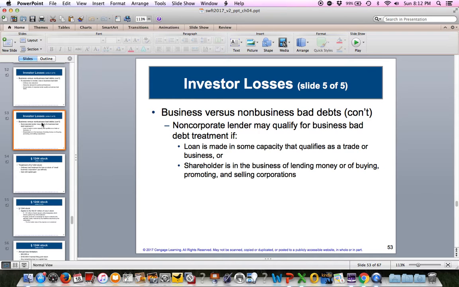Business versus non-business bad debts. Corporate lenders may qualify for business bad debt treatment if a loan is made in some capacity that qualifies as a trade or business, or shareholders in the business of lending money or buying, promoting, and selling the corporation.